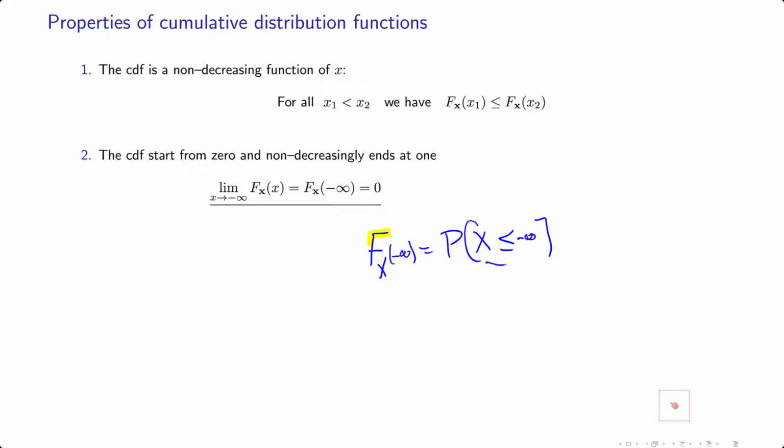So what are the possible outcomes that are smaller than minus infinity? So nothing. So it's going to be the probability of the empty set. And obviously this is equal to 0. So asymptotically, the CDF at the margin from the minus infinity side is 0.